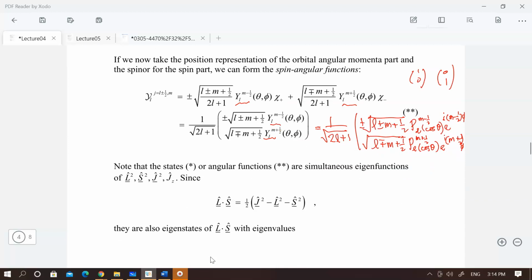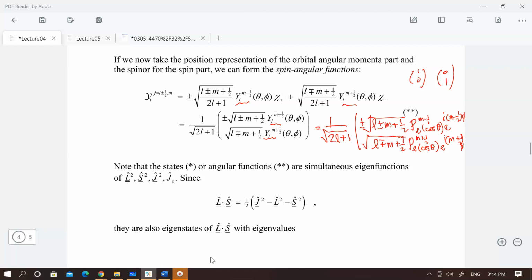So the next thing that we want to say, just to end this part of the lecture, is to see that these functions are essentially a simultaneous eigenfunction of L squared. This is the coupled representation. Okay, it's an eigenfunction of L squared, eigenfunction of S squared, eigenfunction of J squared, and then of course Jz, the Z component of the total angular momentum.